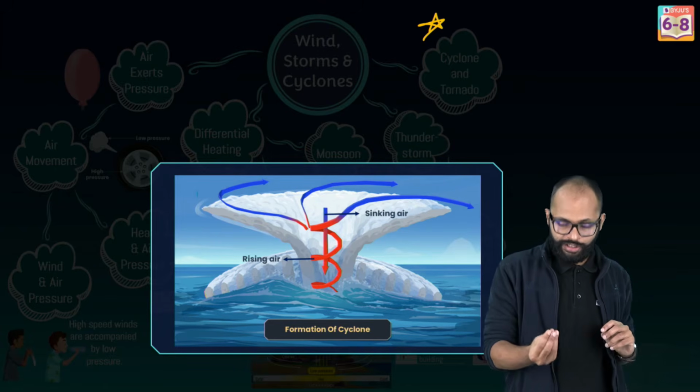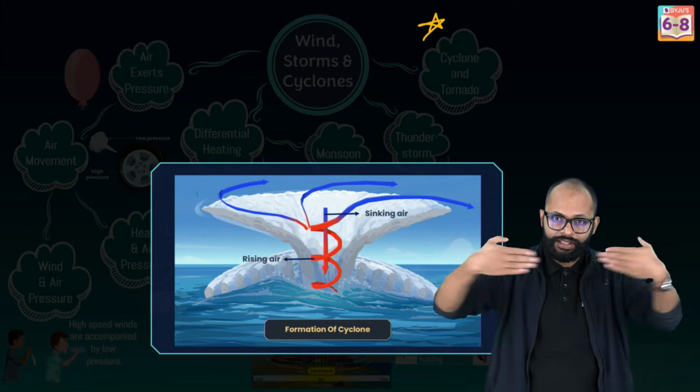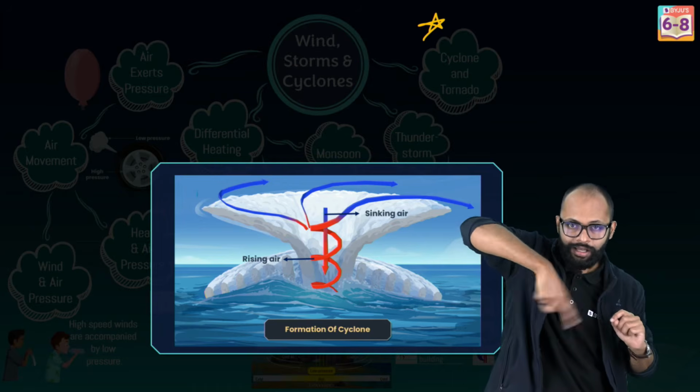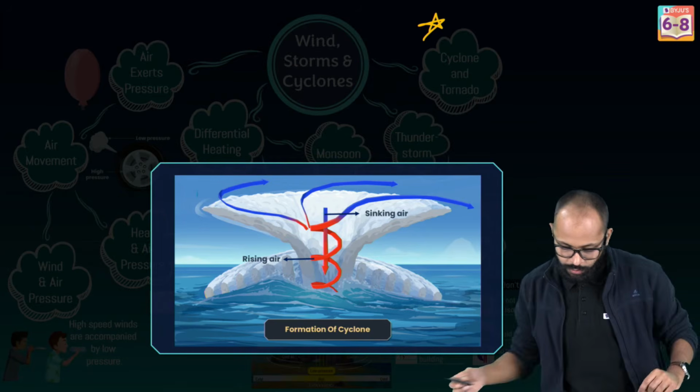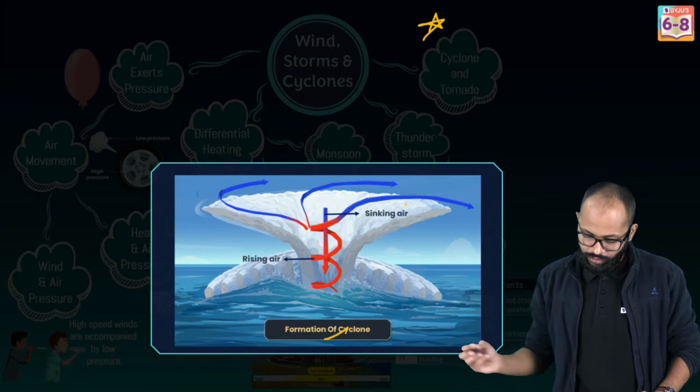Center वाला portion is the low pressure zone. Outside से the cold air is coming inwards, and when everything is coming inwards, they start to swirl in between, and that's how we get this circling kind of thing, है ना? So that's why the rising air and this is the sinking air. Clear? This is the formation of cyclone.